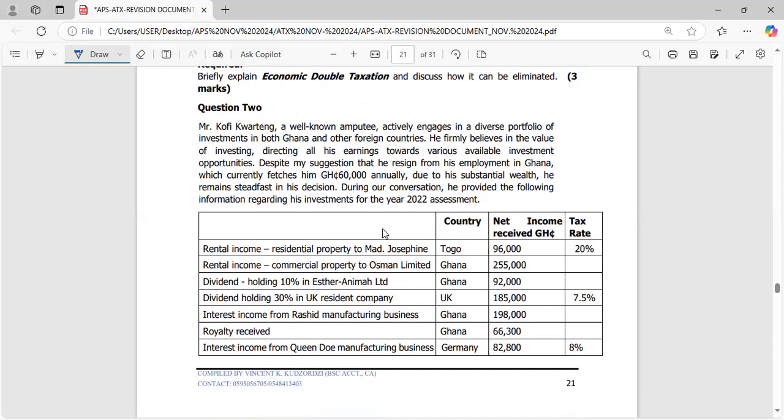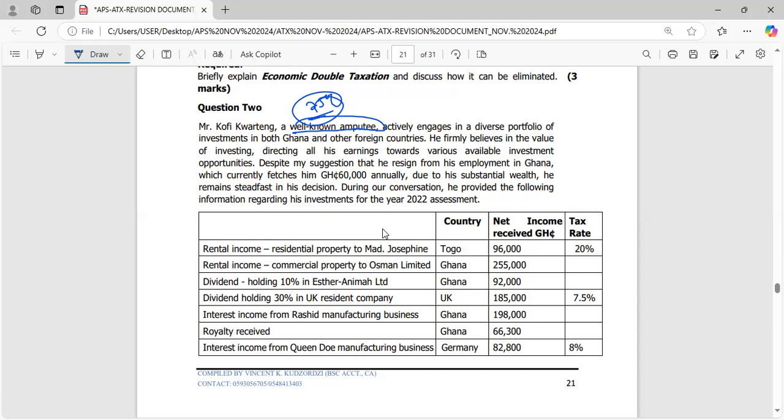Now, Mr. Kofi Kwarteng is a well-known amputee. This tells you directly that whatever assessable income this man will have, there will be a relief of 25%. A quarter of the assessable income of a disabled person will be exempted from tax. So whatever assessable income this man makes, 25% of it will not be taxed. So there will be a relief of up to 25%.